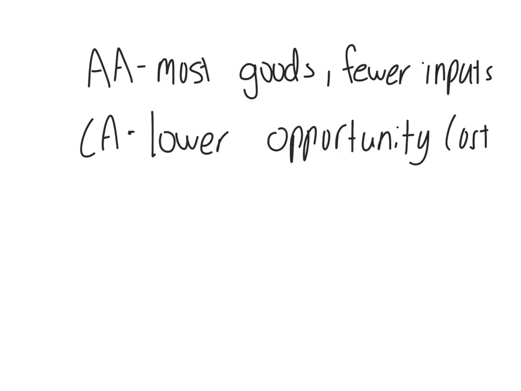Okay, so today I will be going over absolute advantage and comparative advantage, in terms of opportunity costs and how it affects trade. So, just to review, absolute advantage is whichever of two companies or countries makes the most goods with the fewest inputs or resources. Comparative advantage would just be whichever company or country makes the goods with the lowest opportunity cost.